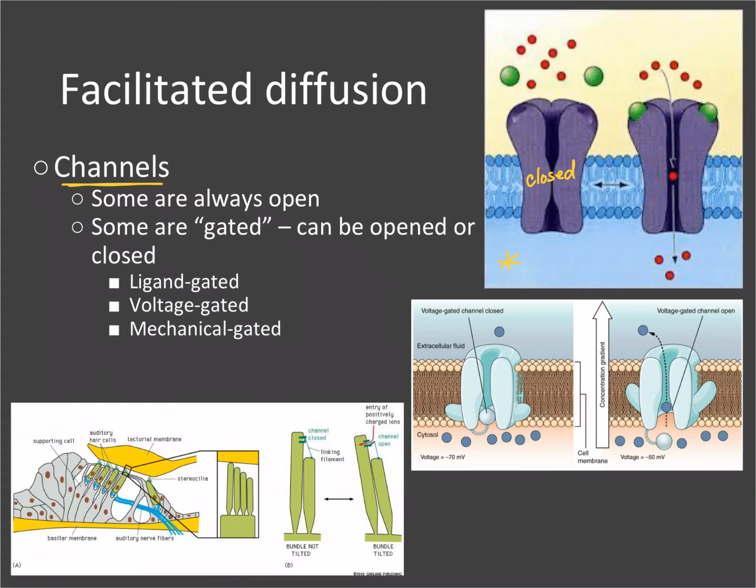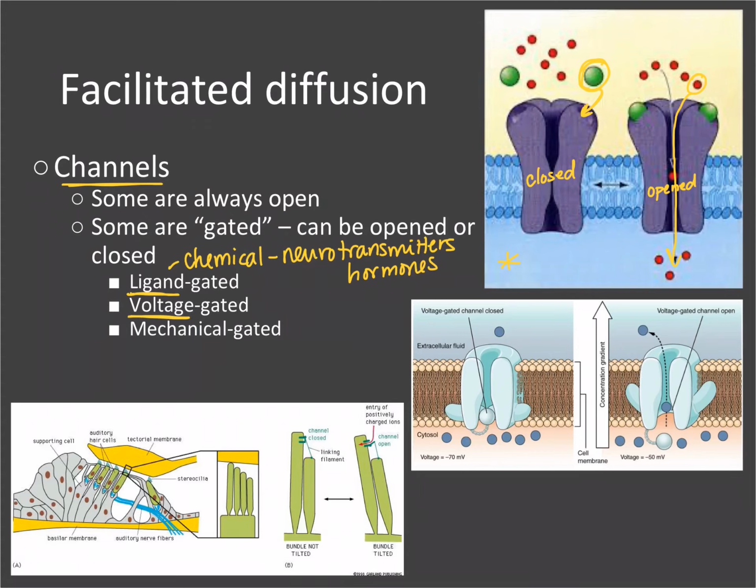And they can be gated or, I guess, locked or opened by different things. So a ligand gated channel is something that is opened by some sort of chemical bonding to a receptor. So we typically see these with things like neurotransmitters and hormones. So these are how neurotransmitters and some hormones work.